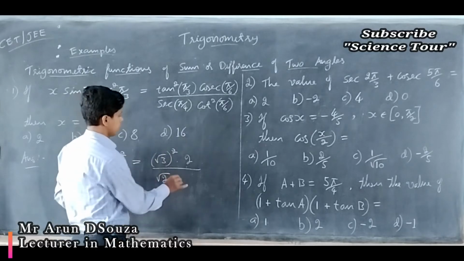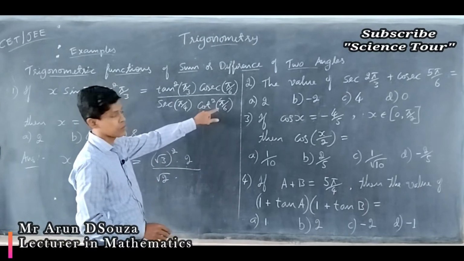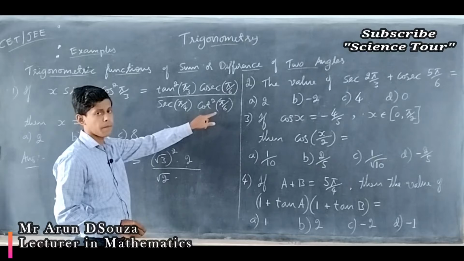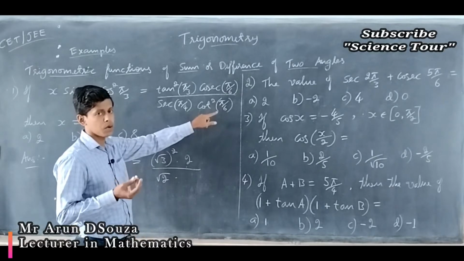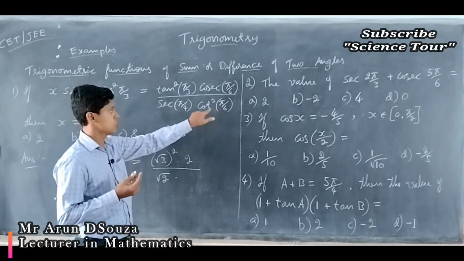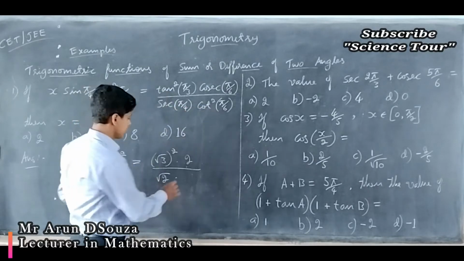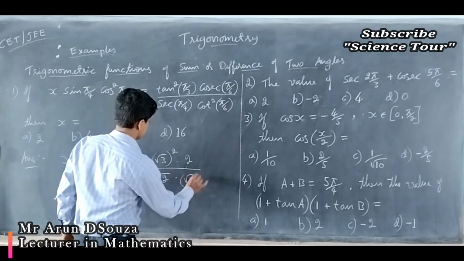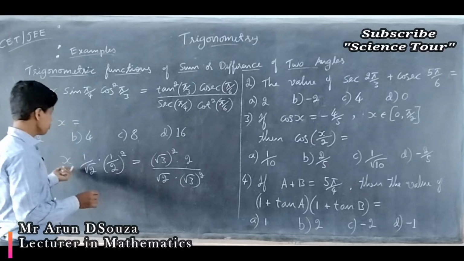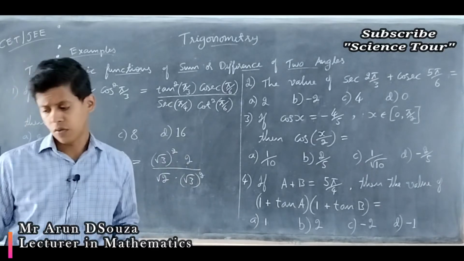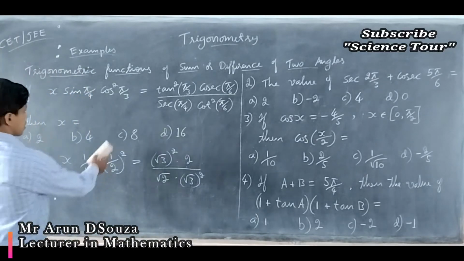Okay. And what is cot pi by 6? What is tan pi by 6? Tan pi by 6 is 1 by root 3. So what is cot pi by 6? Root 3. So that is root 3 whole square. So with this you can generate the value of x. So let's see what its value is.